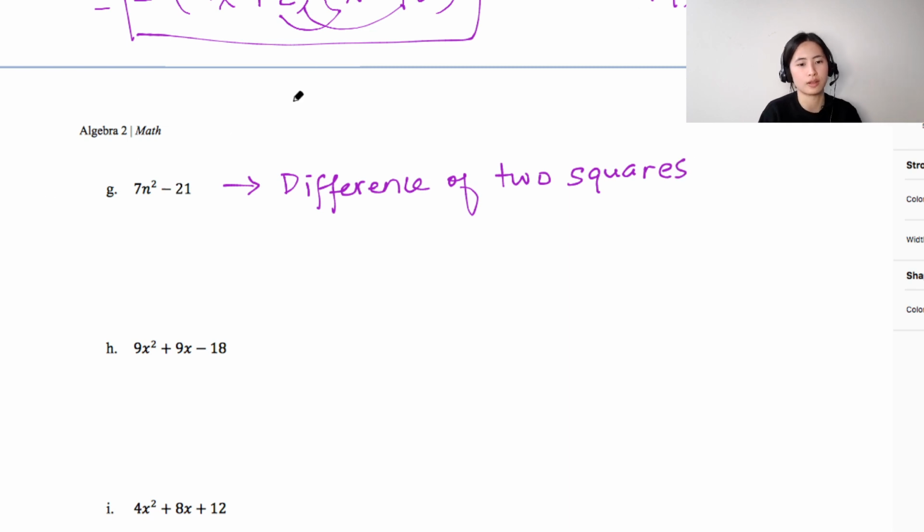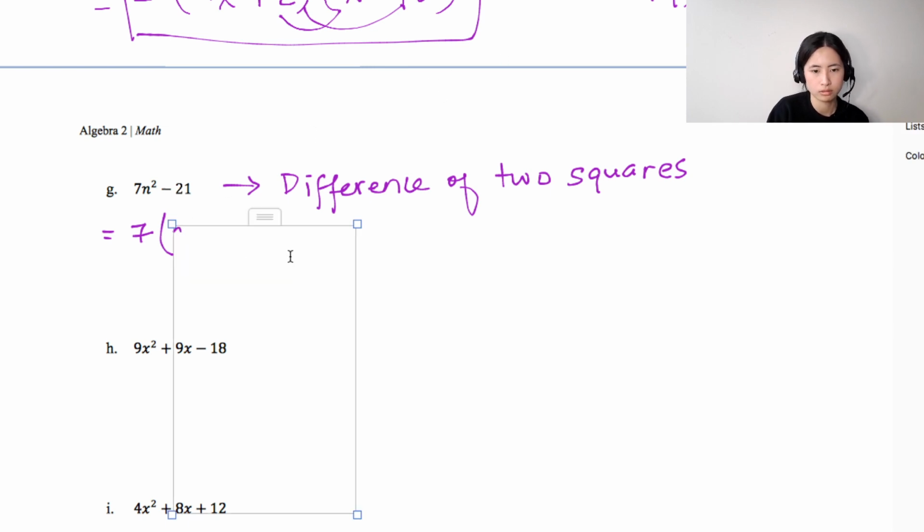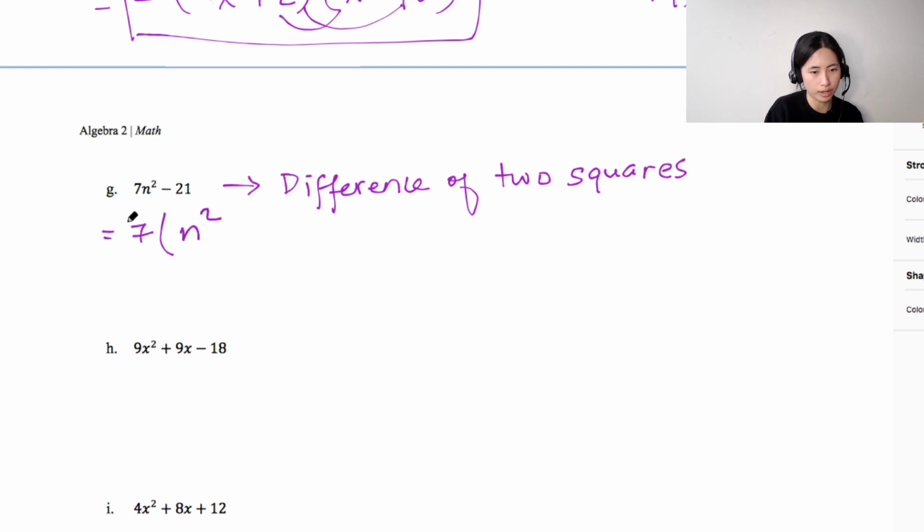Okay, so if you look at 7 and negative 21, you can actually factor out the 7 first, right? And then 21 divided by 7 is 3, so you would have n squared. So you're going to get 7 times n squared minus 3, right?